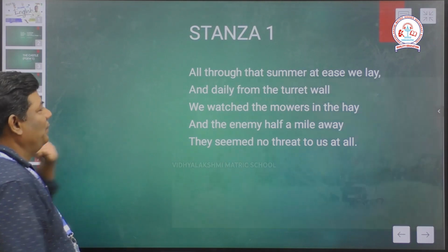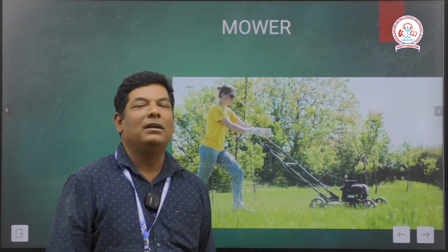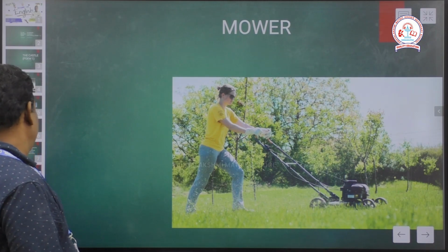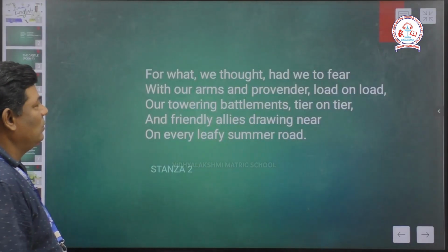Next one. See the picture. I want you to see the mower. This is the machine that cuts the lawn to a correct level so that it will look attractive. And we pass on to stanza 2.